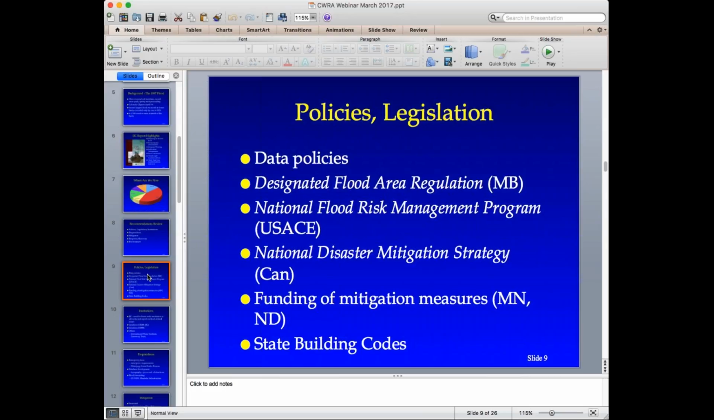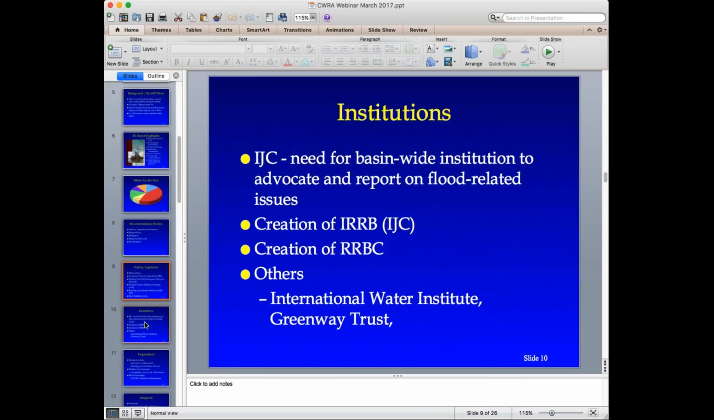I should say that the IJC can't take credit for all of these changes. They can take credit for identifying the need for some of these changes, and government should take credit for responding to those, but I don't think we can give IJC credit for all of them. In the U.S., there were changes in funding of mitigation measures, and also the state building codes were modified to deal with flood issues. So there are a number of different policies and legislation that were brought in.